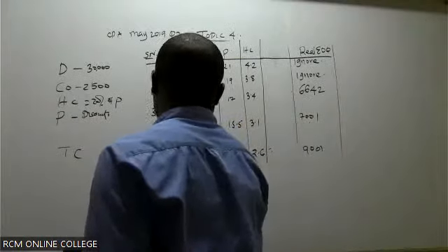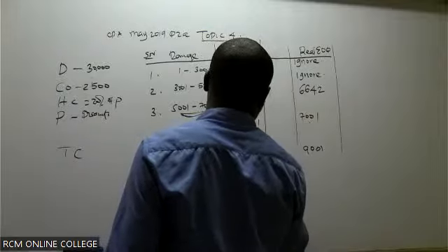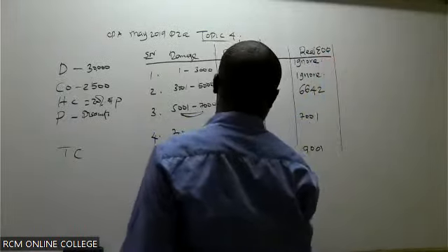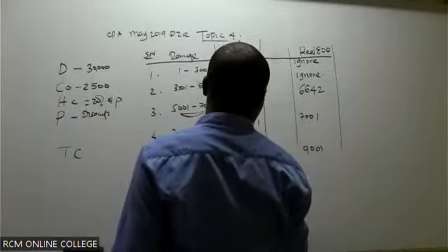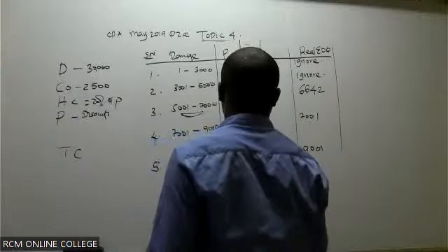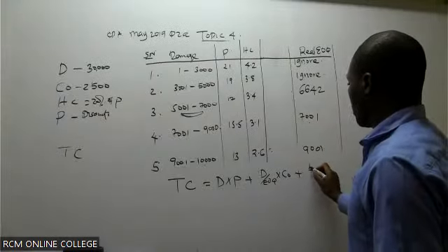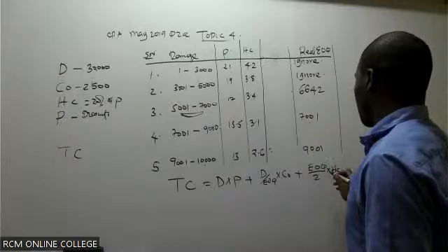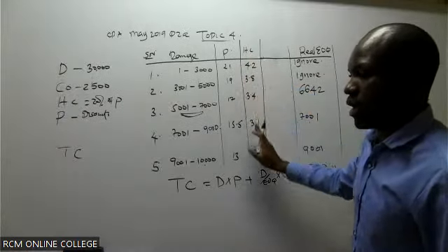Total cost is equal to demand times price plus the real economic order quantity times ordering cost, which is not changing, plus economic order quantity divided by 2 times holding cost. So this is the holding cost I was telling you that you should maintain somewhere here.